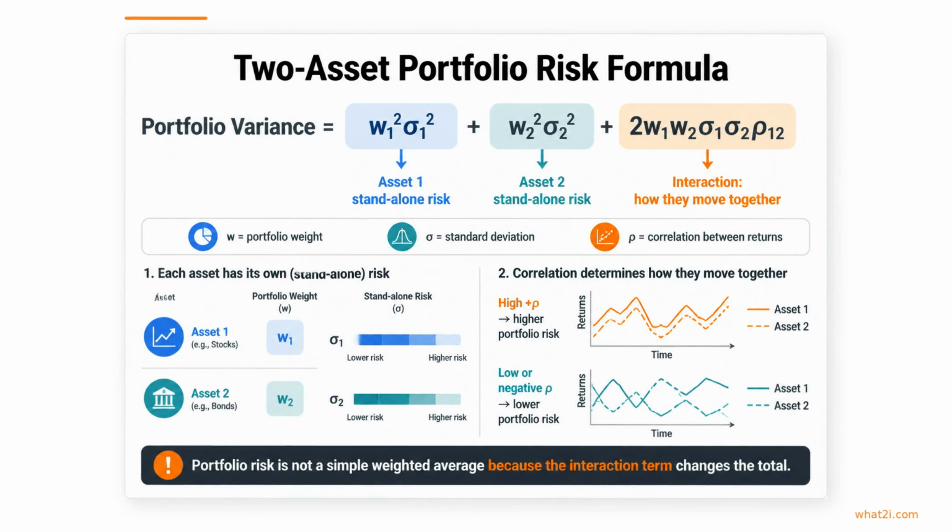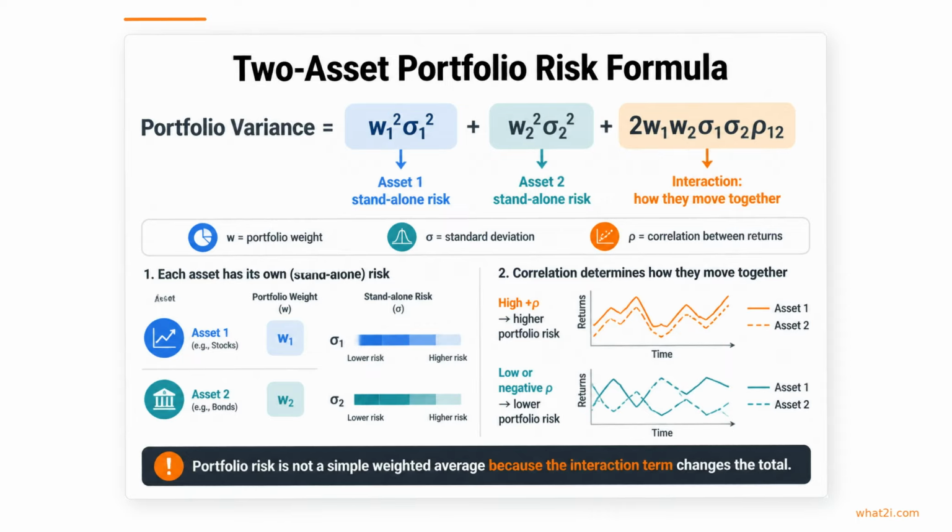For a two-asset portfolio, the variance formula combines three pieces. The first two terms capture the standalone risk of each asset, adjusted for how much of the portfolio each one represents. The third term is the interaction term, and that is where correlation enters the picture. It reflects how much the two assets tend to move together. If correlation is high and positive, that interaction term pushes portfolio risk higher. If correlation is low or negative, the interaction term becomes smaller, and in some cases, it reduces total risk substantially. This is why portfolio risk is not a simple weighted average of individual volatilities.